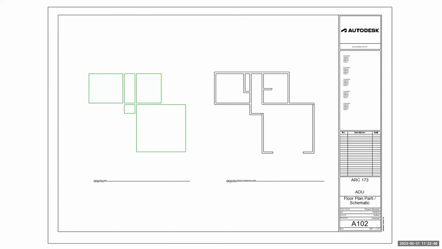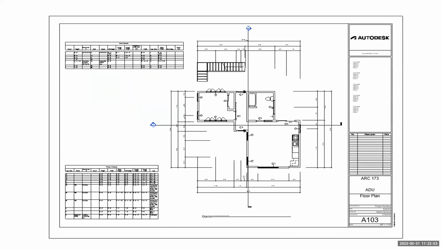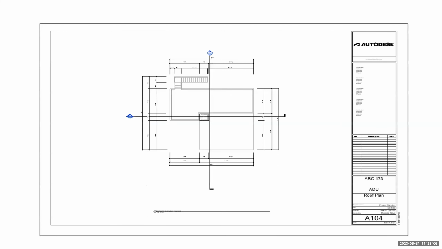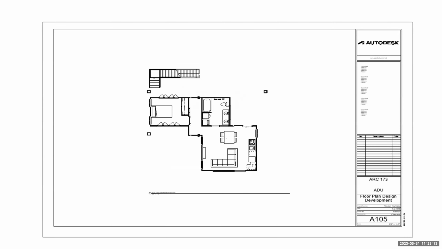So this is my party and schematic design mass model from my sheets. This is my floor plan of the ADU from my sheets. And these are the schedules for doors and windows. This is the roof plan of the ADU. This is the DD, design development floor plan for my ADU.